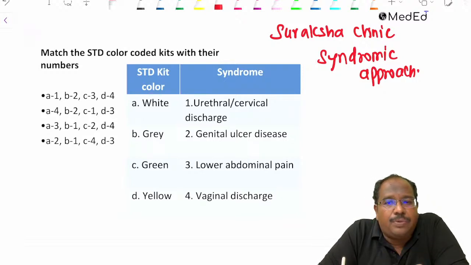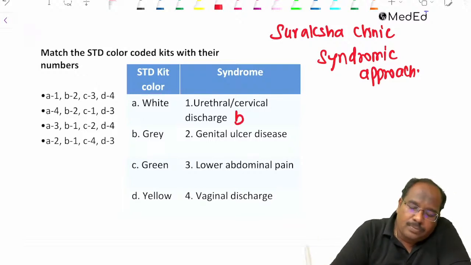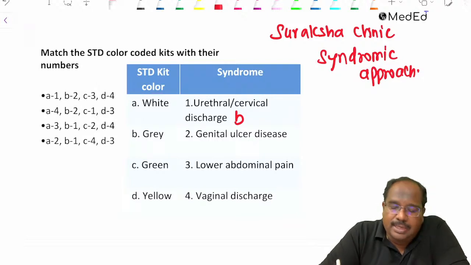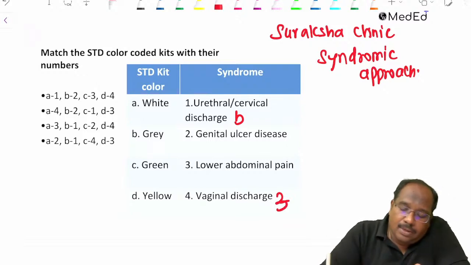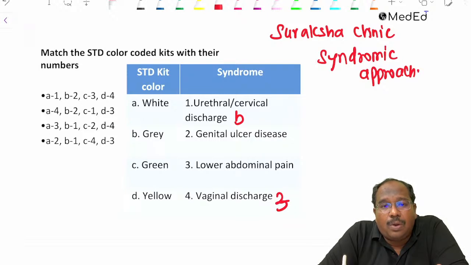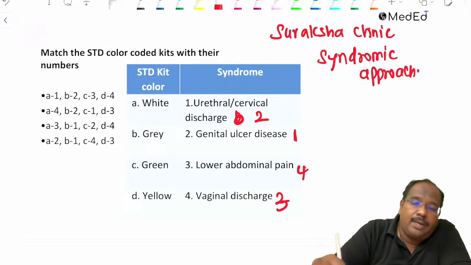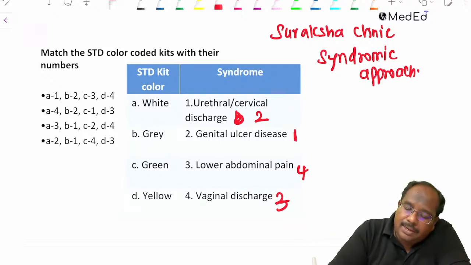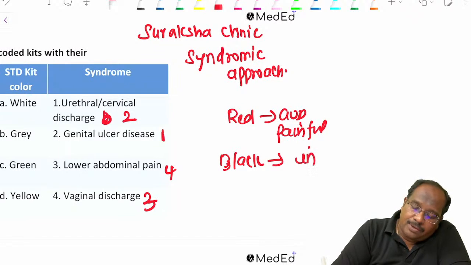White color kit, where will you use? The first is gray color, usually gray color; you will use it for urethral discharge. Green color is for vaginal discharge. White is for genital ulcer disease. Yellow we use for lower abdominal pain. Red is for painful GUD. Black we can use for inguinal buboes.